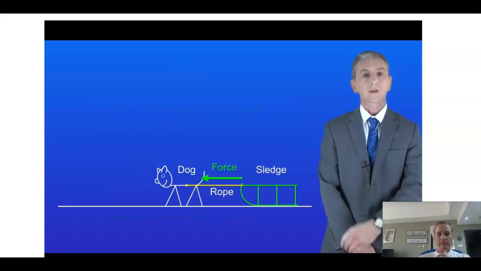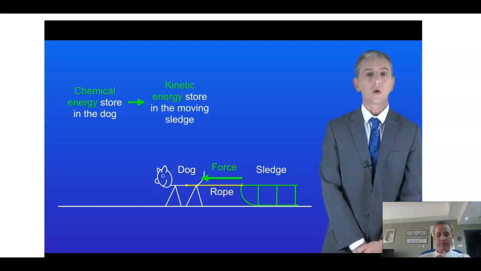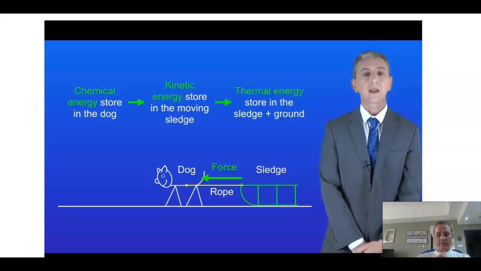This shows a dog pulling a sledge. Now, the dog's applying a force to the sledge, and that force is causing the sledge to move along the ground. So if we look at the energy transfers taking place, we can see that the chemical energy stored in the dog is being transferred to the kinetic energy stored in the moving sledge. However, the force of friction is now acting between the sledge and the ground. So some of the kinetic energy stored is transferred to the thermal energy stored in the sledge runners and in the ground. So as you can see, we've got energy transfers taking place here between different stores, and that means that work is being done.